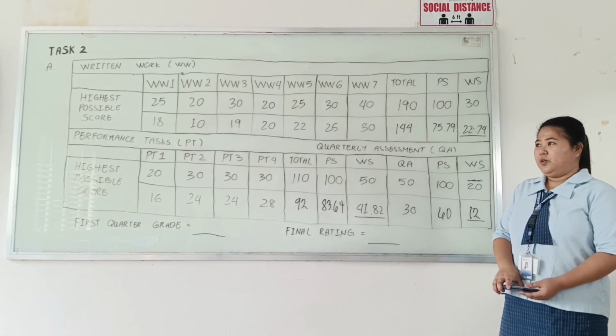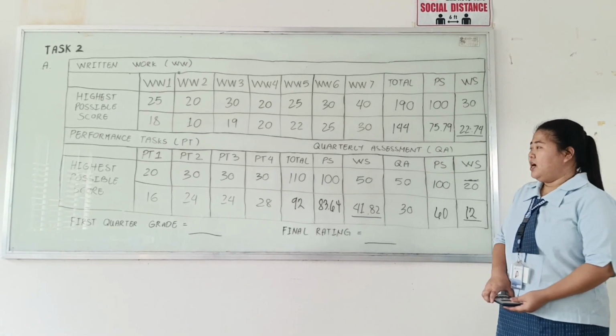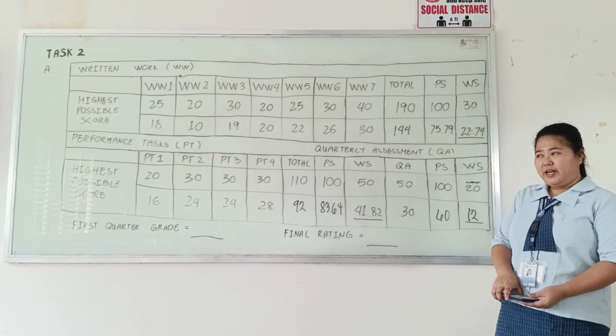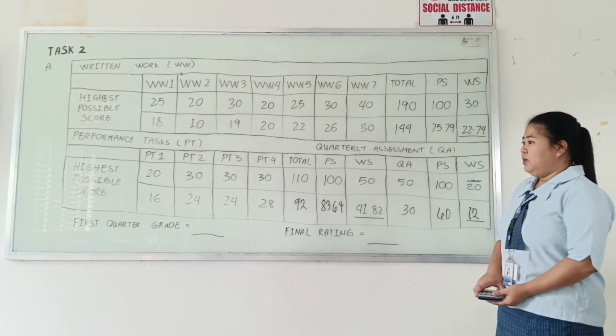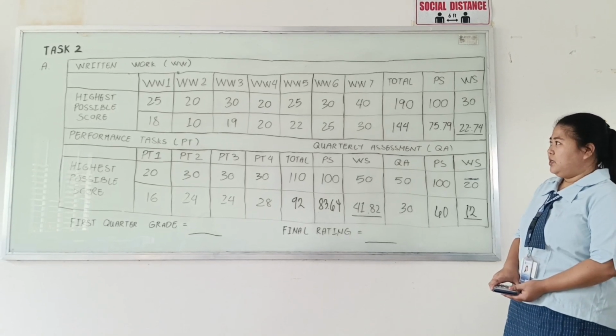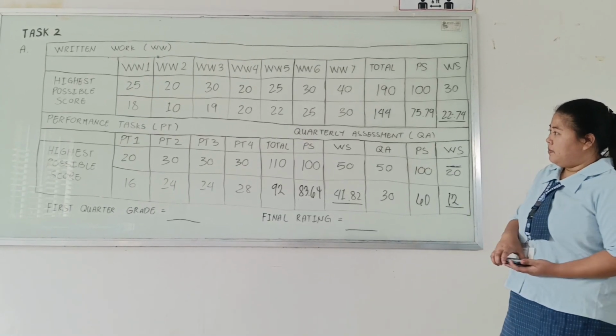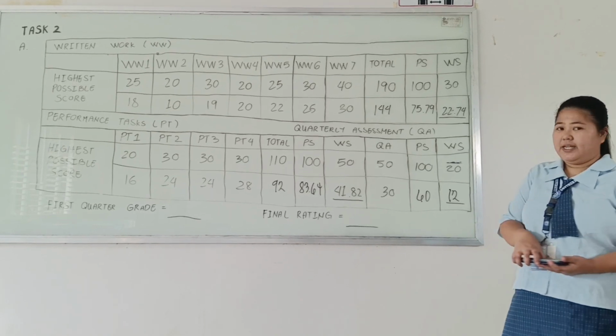So now we're done computing the missing grades of Miss Maris. We can now proceed to compute the first quarter grade of Miss Maris. To compute it, we're going to add the weighted scores from written work, the performance task, and the quarterly assessment.